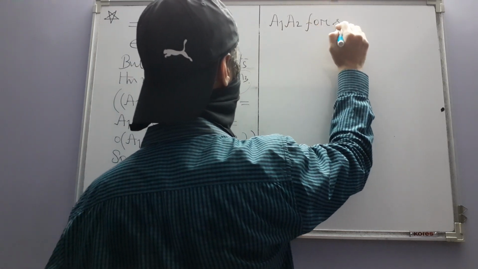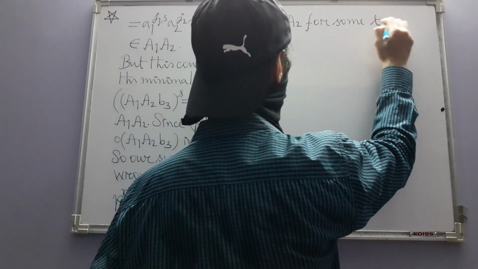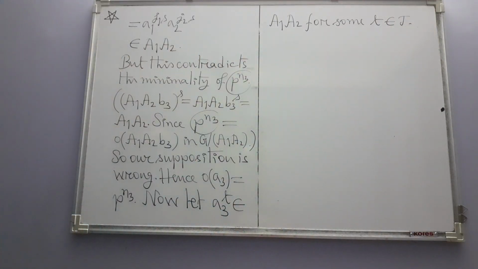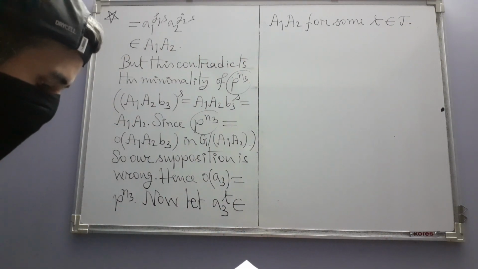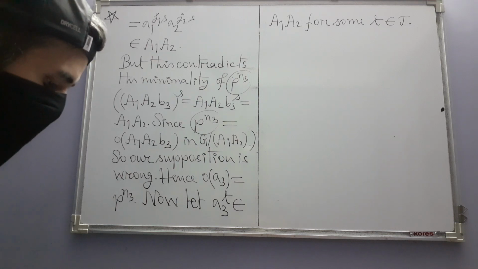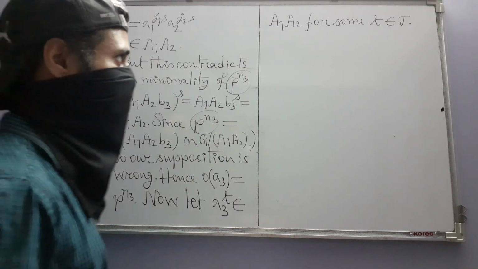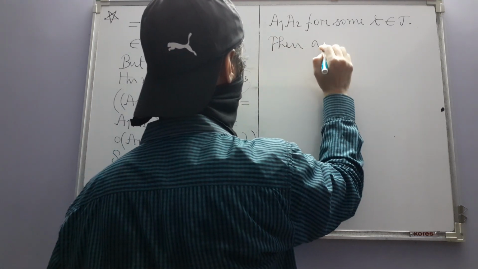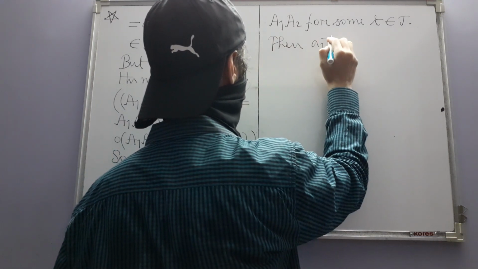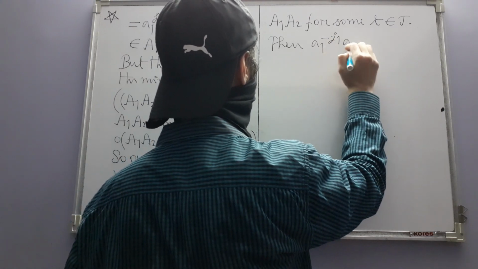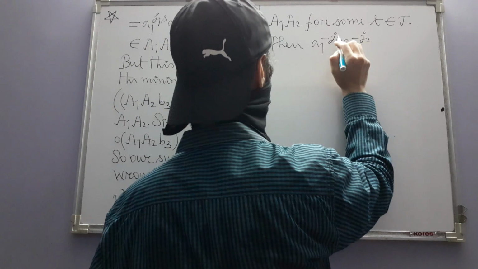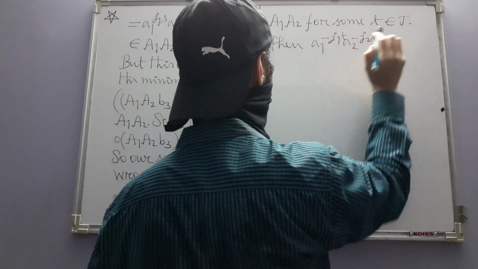For some integer t. Okay, then what happens then? Then A1 to the power minus J1, A2 to the power minus J2. Oh, okay, let us also take t with these things.